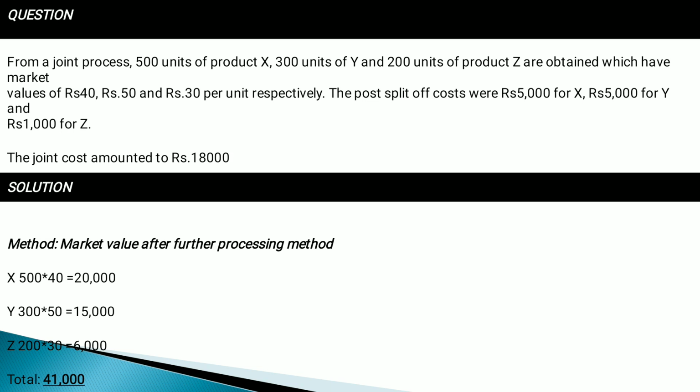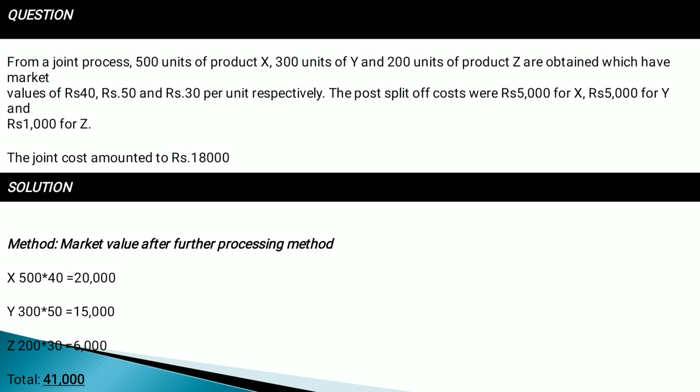Question: from a joint process, 500 units of product X, 300 units of Y, and 200 units of product Z are obtained, which have market values of rupees 40, rupees 50, and rupees 30 per unit respectively. The post-split costs were rupees 5,000 for X, rupees 5,000 for Y, and rupees 1,000 for Z. The joint cost amounted to rupees 18,000. So for the solution, the method we are using is the market value after further processing method.